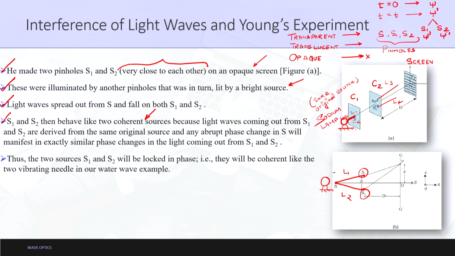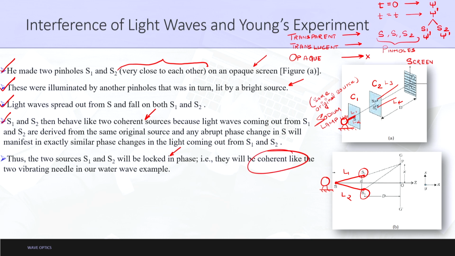Hence, the phase is locked and hence we do not have to refer to the changes in phase, and the mathematical formulation is easier apart. Okay, so concluding it, the two sources S1 and S2 will be locked in phase, quite evident it is locked in phase, that is they will be coherent.